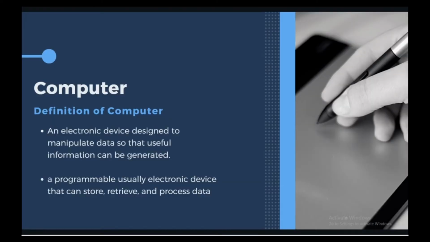Computer. Definition of computer. An electronic device designed to manipulate data so that useful information can be generated. A programmable, usually electronic device that can store, retrieve, and process data.